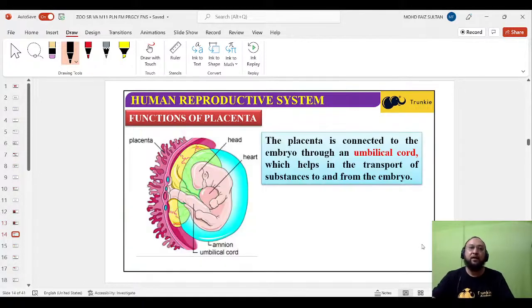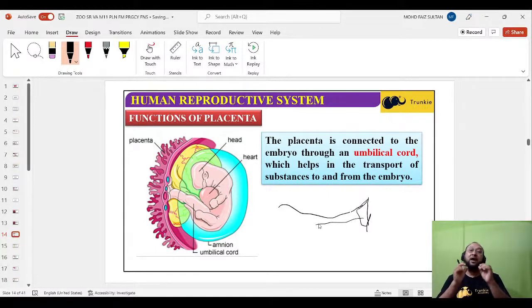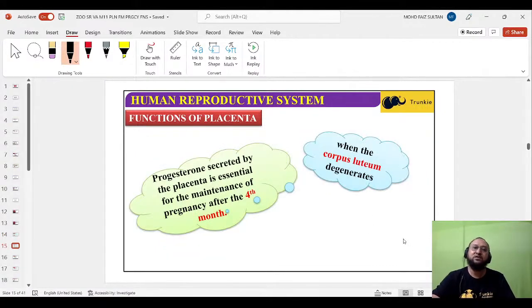Another point is that the placenta is connected to the embryo through an umbilical cord. The umbilical cord connects toward the uterine wall, and before connecting to the uterine wall there is a structure called the placenta. The umbilical cord helps in the transport of substances to and from the embryo, and it is connected to the special structure called the placenta. These are the layers of the tissues.